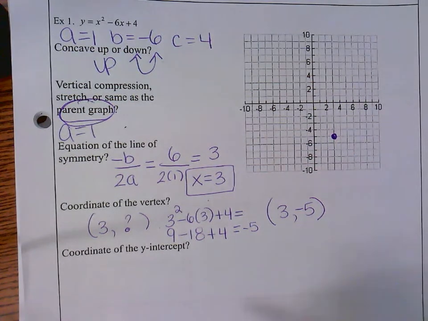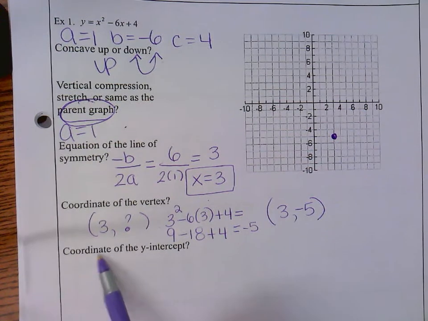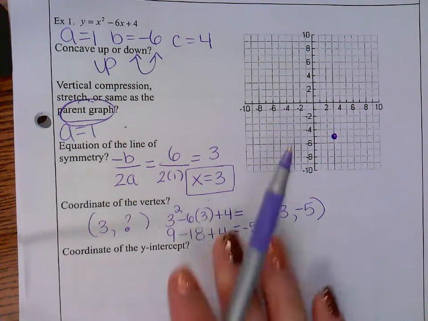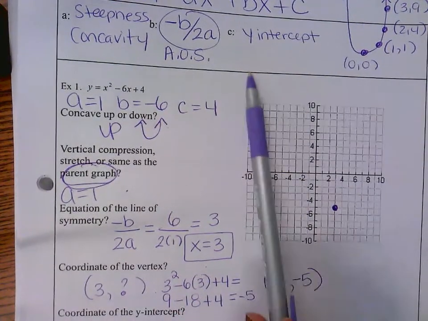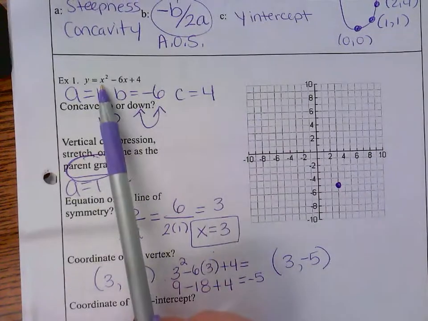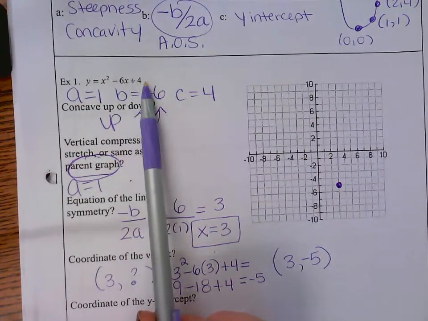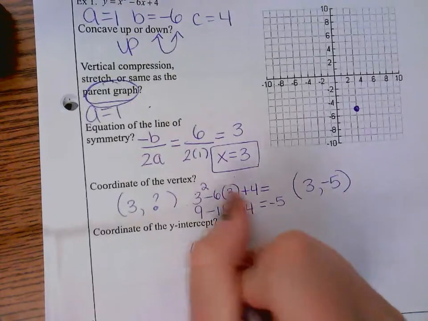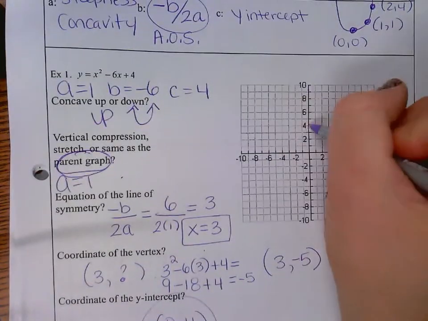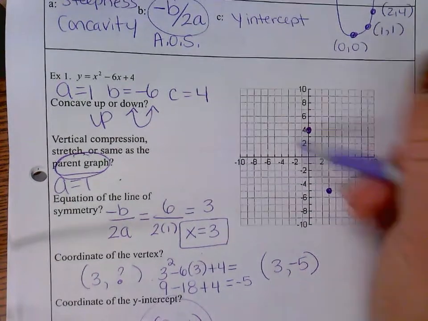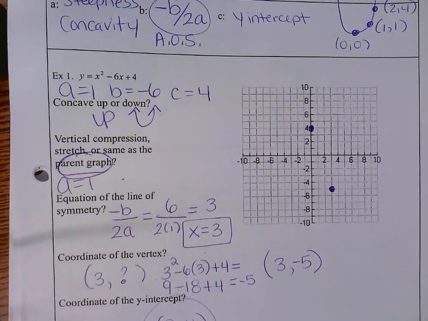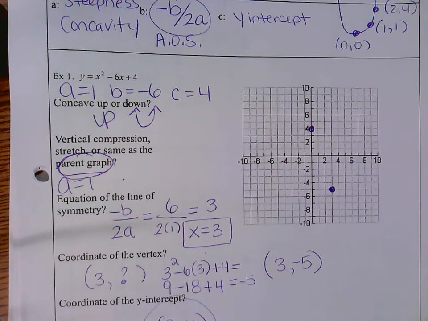And Wes was reminding me that I can find the coordinate of my y-intercept. How? The rule was that C is the y-intercept, because when I plug in 0, I get 0, 0, and I get 4 left over. So 0 comma 4. I like finding the y-intercept because it's a good check for yourself when you're graphing your parabola that you're graphing it in the right direction with the correct steepness, that you've got the right vertex.